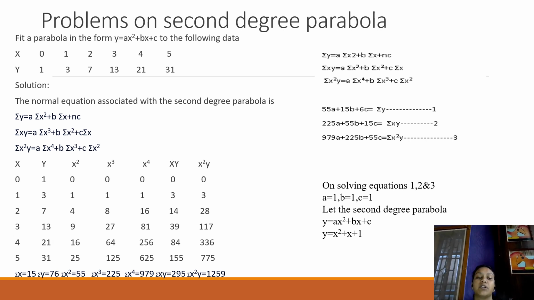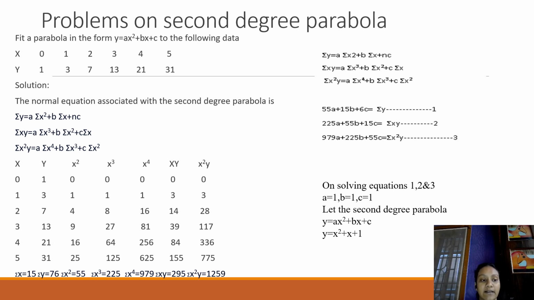Now, the normal equation associated with the second degree parabola is y equals ax square plus bx plus c. Now by adding summation for this equation, we get summation of y equals a into summation of x square plus b into summation of x plus n into c. Now by multiplying x into the above equation, we get summation of x into y equals a into summation of x cube plus b into summation of x square plus c into summation of x.